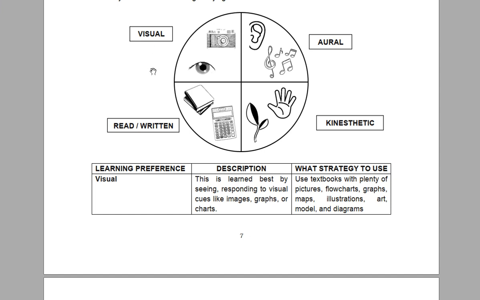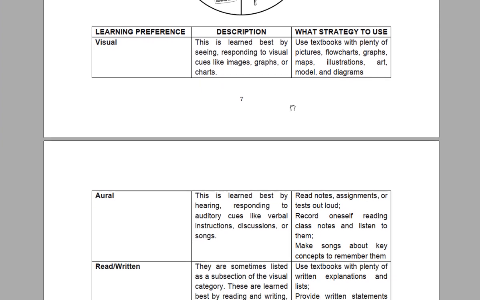So the visual, read or written, oral, and kinesthetic are called learning preference, meaning how do you learn? Do you learn through visual? Are you a visual kind of learner? Or are you a combination of visual and read or written? So you will learn that just now.